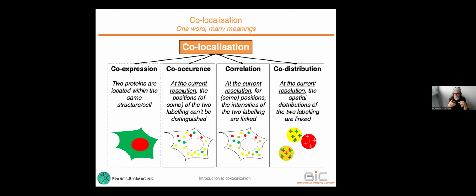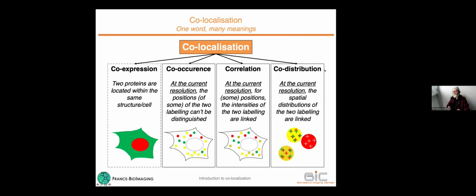So co-expression, co-occurrence, you might also have correlation. In this kind of situation, you're expecting some link between the intensities from both channels, from the concentration of your two proteins. You're expecting some relationship between the two, but you might have proteins of interest on the same spots with no link between the intensities. So this is why you've got to distinguish between co-occurrence and correlation.